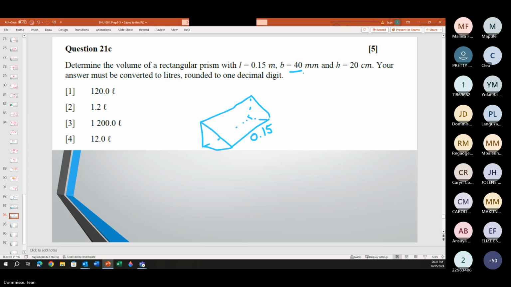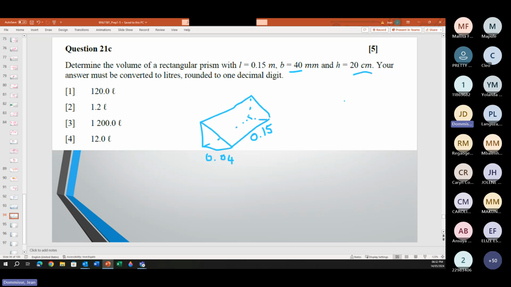So let's change everything to centimeters, because we know if we get centimeters to the power of 3, we can divide by 1,000. Otherwise, we can also work with meters, but then we need to remember to put everything into meters. So let's do the meters. 40 millimeters, so 40 divided by 1,000 will give me the breadth.